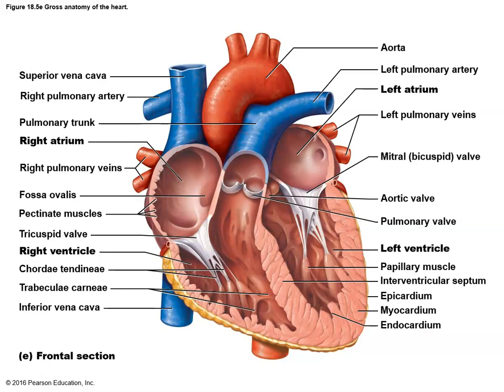9, left atrium. 10, bicuspid valve. 11, left ventricle. 12, aortic valve. 13, aorta. 14, arteries. 15, arterioles. 16, capillaries. 17, venules. 18, veins. So technically there's an 18-step process of this blood flow through the cardiovascular system.